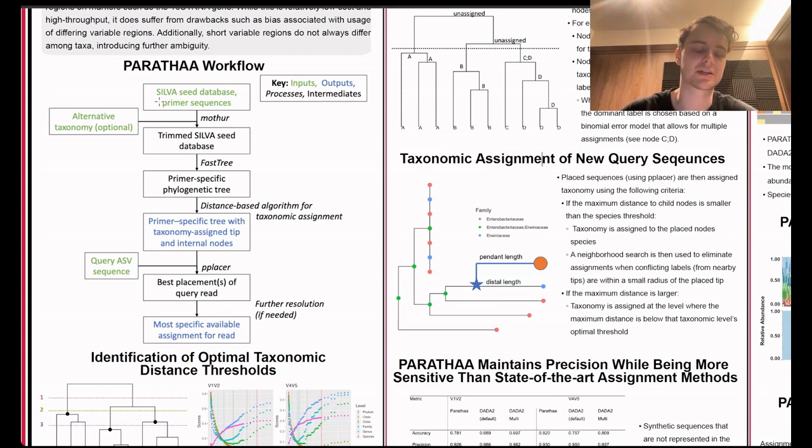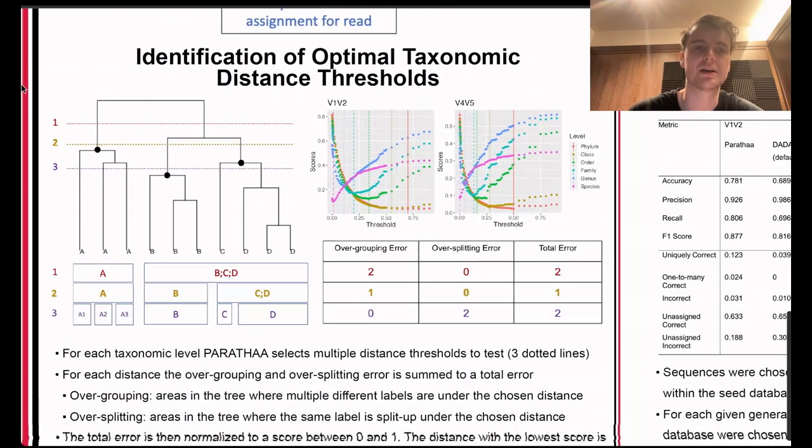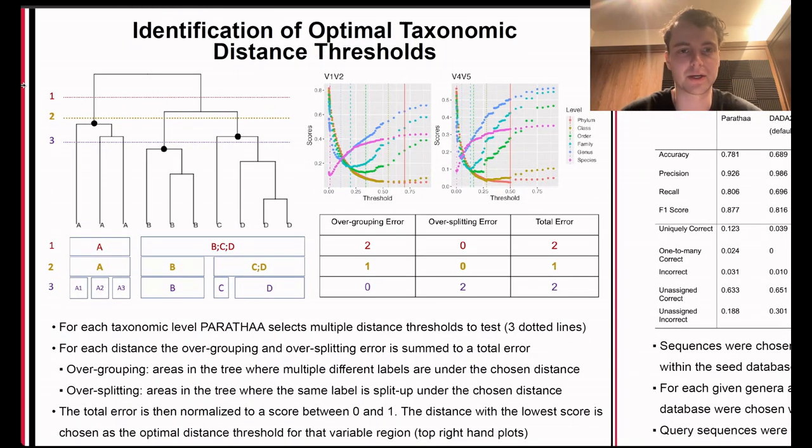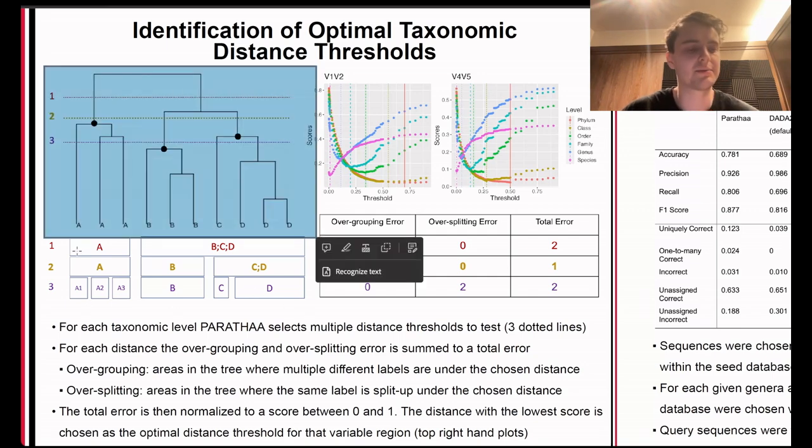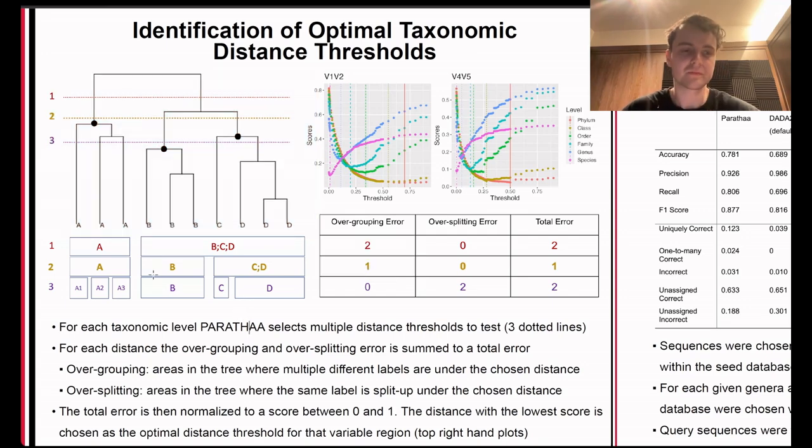I'm going to spend a little more time talking about what I mean by this distance-based algorithm for the taxonomic assignment of internal nodes. This occurs in two steps, the first being the identification of an optimal taxonomic distance threshold. What we can see here is a phylogenetic tree, such as this one, where we have at the tips labels A, B, C, and D. In this case, we can select different phylogenetic distances to cut the tree up to identify different groupings of the labels. If we chose distance 1, we'd end up with two groupings, one grouping A and one grouping B, C, and D at this split point.